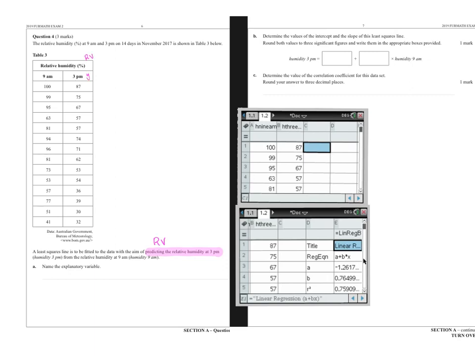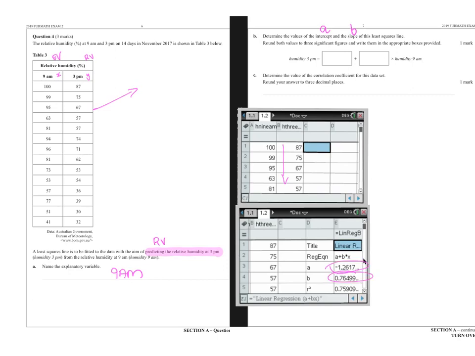And from the relative humidity at 9 a.m. So 9 a.m. is x, the explanatory variable. So name the explanatory variable, so we know that's 9 a.m. Okay, it says determine the values of the intercept, so this is the a value, and the slope of the least squares regression line. So you pop this data in and get your a and b value, which we have done that. So I've popped them in, and I'm getting my a value and my b value.